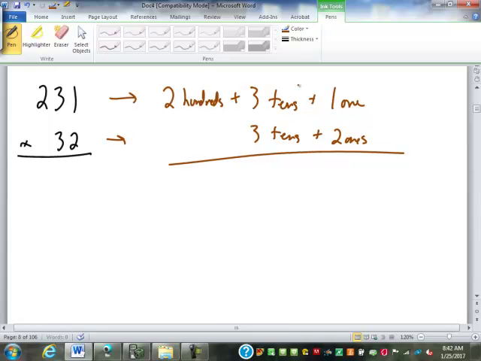When I multiply, do I have to have the same name? No. So what that means is this 3 tens here, not only can that be combined with these tens, but it can also combine with those ones. In fact, every digit in one number can be combined with every digit in the other number, because we don't need the same name. Long multiplication is nothing more than an organized method of making sure that every digit in one number is combined with every digit in the other number.